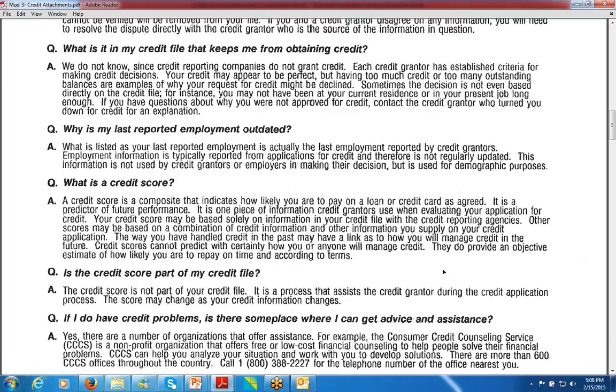What is it in my credit file that keeps me from attaining credit? Well, it's the entire history. If you're not getting the things you want, you have to take a look at what your history has been, what your payment history has been. Do you have outstanding balances that you owe people that haven't been paid?